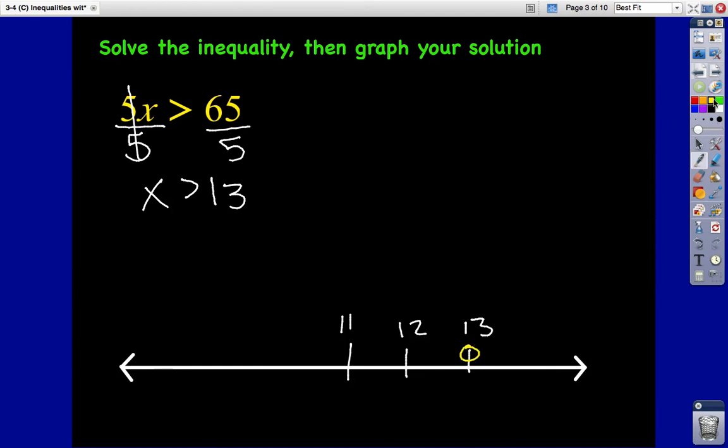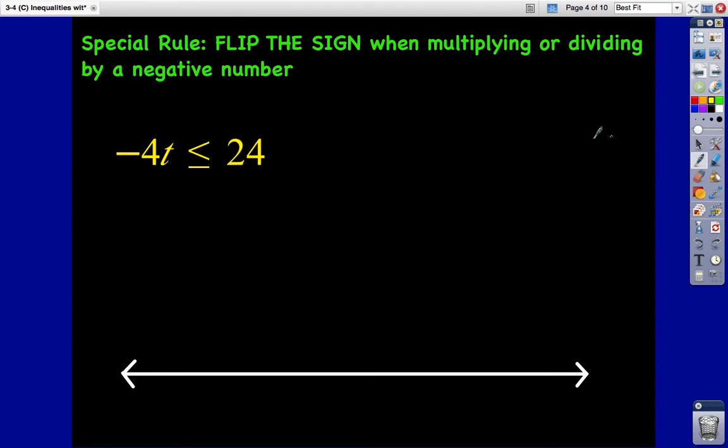And then I can just kind of draw my line here. And that's my solution. X is greater than 13. Here's an example where we would need to flip the sign, okay? This is where the special rule comes in. When we divide or multiply by a negative number, flip it.